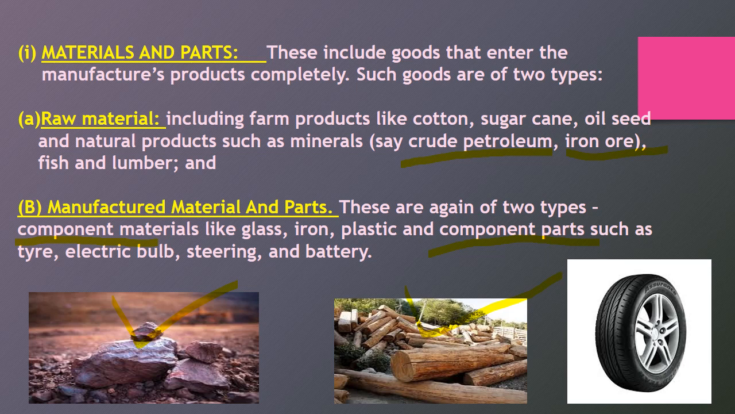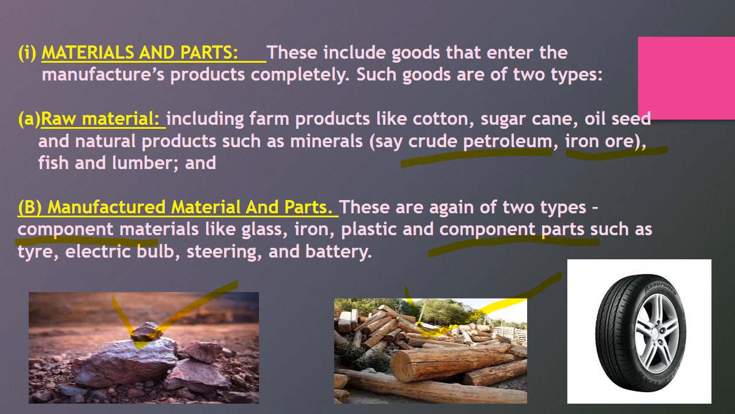The second one is manufactured materials and parts. Now tell me, the tire is not a full-fledged part which you can completely use. You cannot use the tire completely. It is not like a vehicle. You have to fix it into something. That is why it's called manufactured material and parts. Parts means small components, but it is not the final product. If you say car, yes, car is a final product. You say truck, truck is a final product.